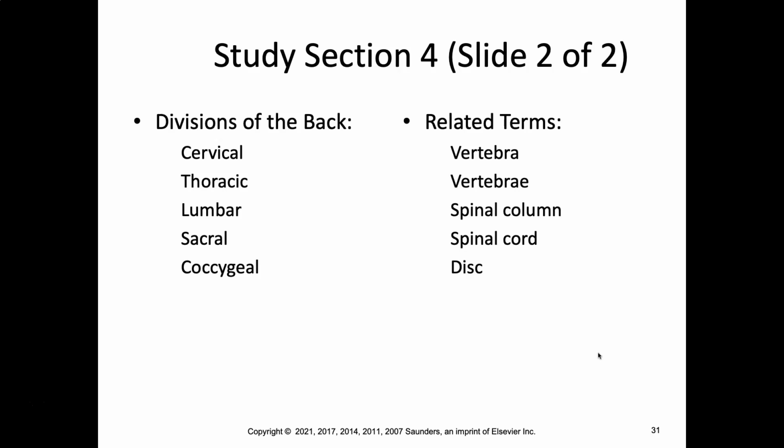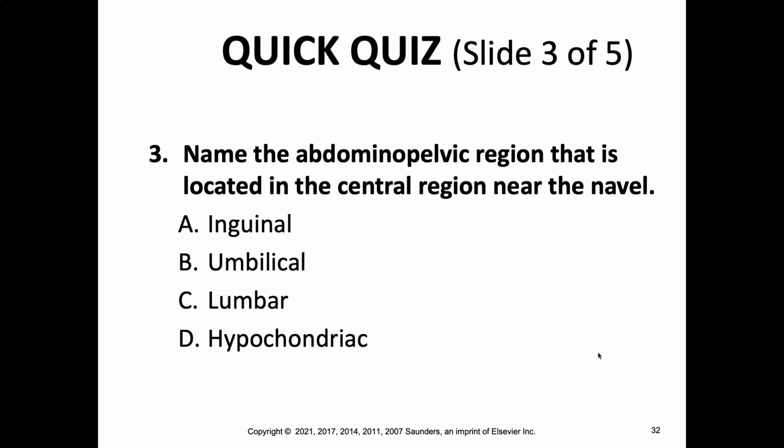Related terms that you may hear and need to either be able to pronounce or spell are vertebra, that means a single vertebra, a single bone. Vertebrae, that's the plural for multiple vertebra, is vertebrae. Spinal column, spinal cord, and disc. And notice how disc is spelled, there is no K there.